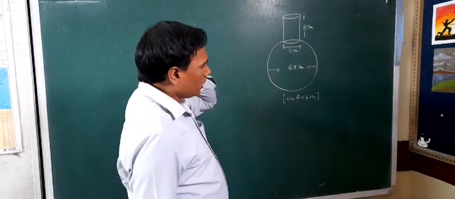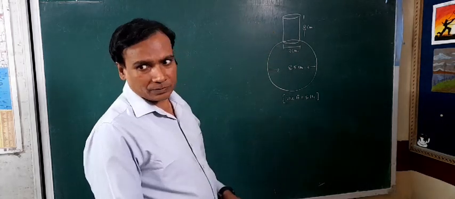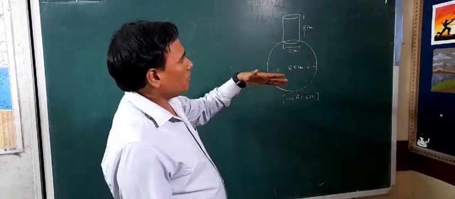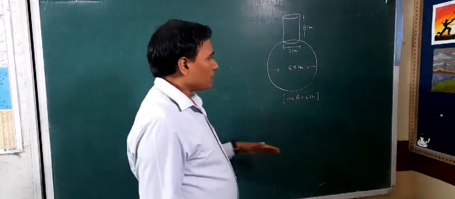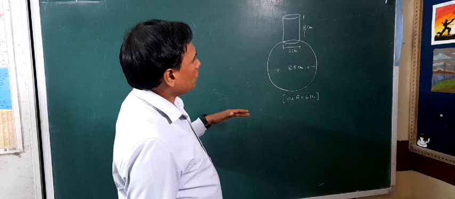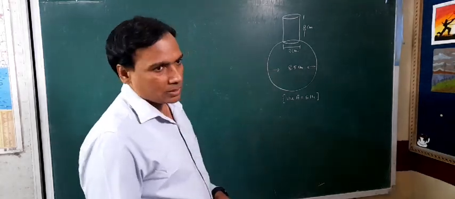ये स्फेरिकल पोर्शन है यहाँ पर, और स्फेरिकल पोर्शन के ऊपर, just above the sphere, there is a cylinder. It is a combination of two different figures, right? And we need to find out the volume of the combined figure.